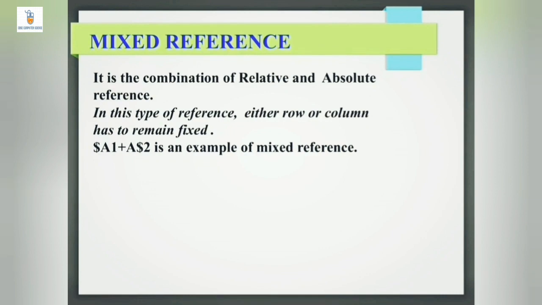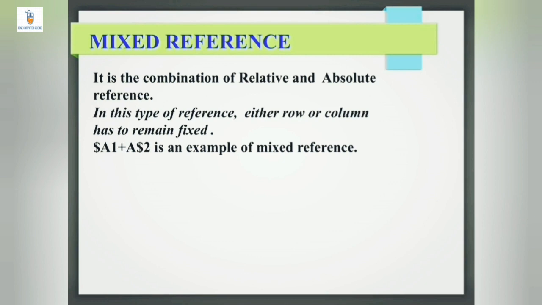Third type of referencing is mixed referencing. It is the combination of relative and absolute reference. In this type of reference, either row or column has to remain fixed. Say for example, $A1 plus A$2. So here a column is made fixed by adding $, but the row can change. And in the second case, the column can change but the row is fixed. So either a row or a column is made fixed here.